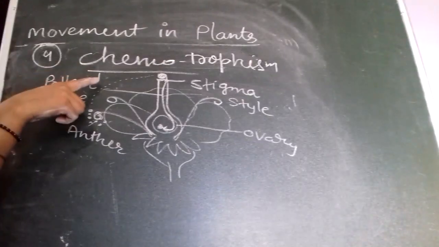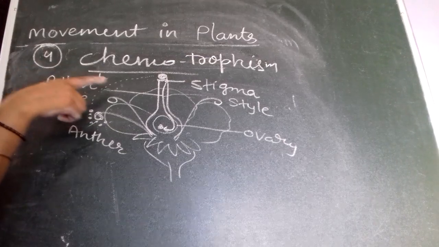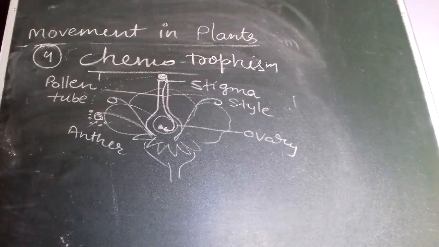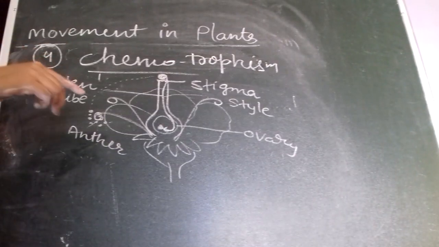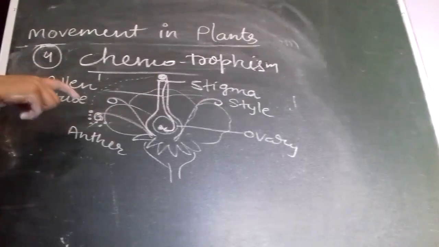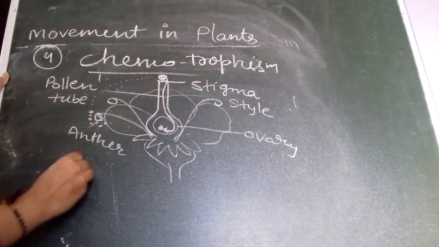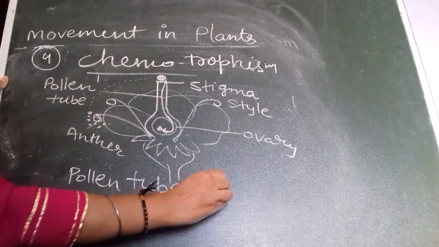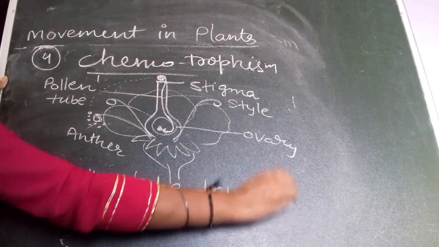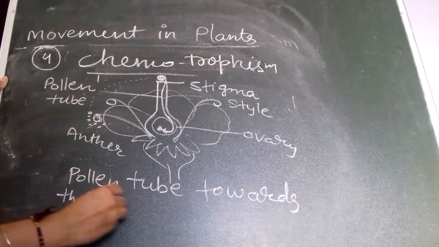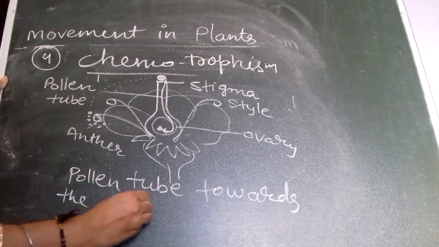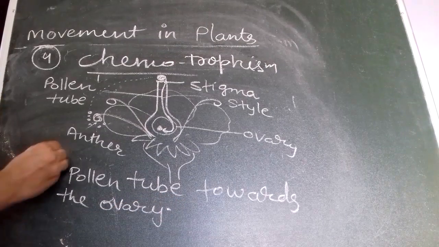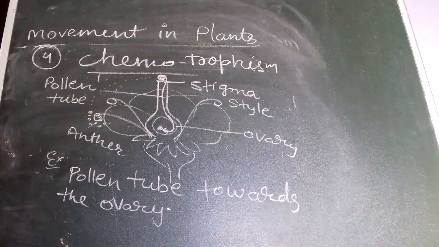So chemotropism is what? When the stimulus is chemical, the directional movement shown by the plant is called chemotrophic movement or chemotropism. For example, we can write in one statement that the movement of the pollen tube towards the ovary is known as chemotrophic movement, or chemotropism. Its example is like this. Okay, so is this clear?